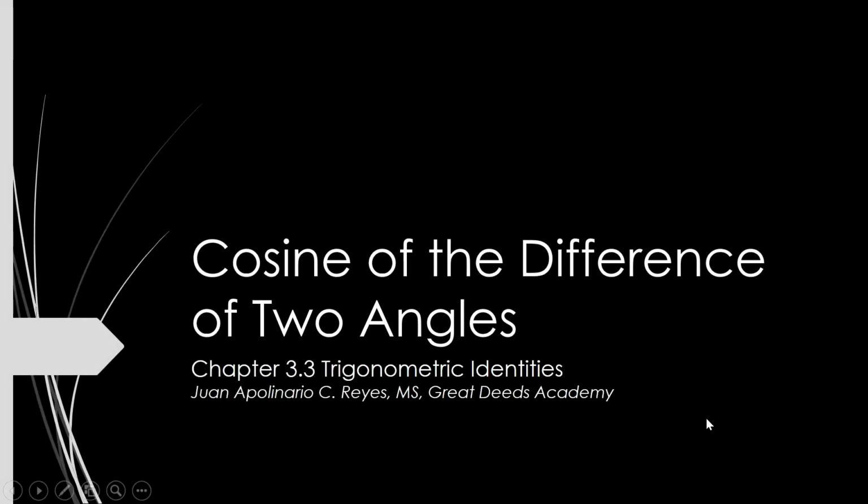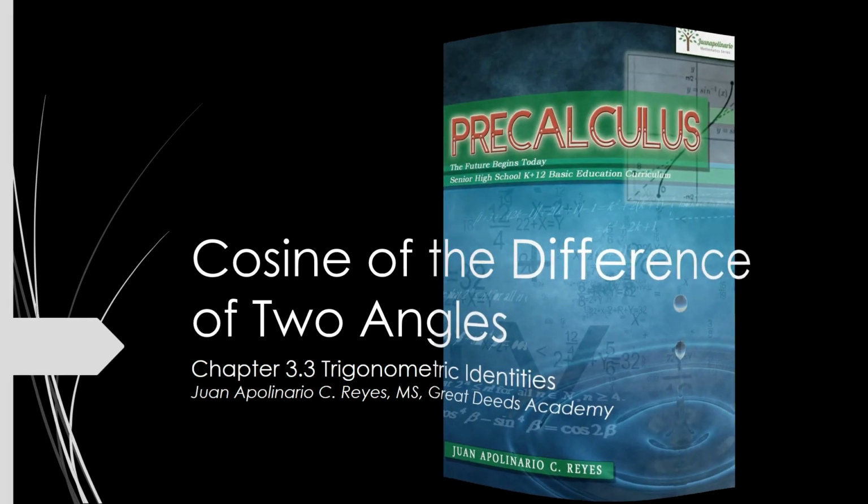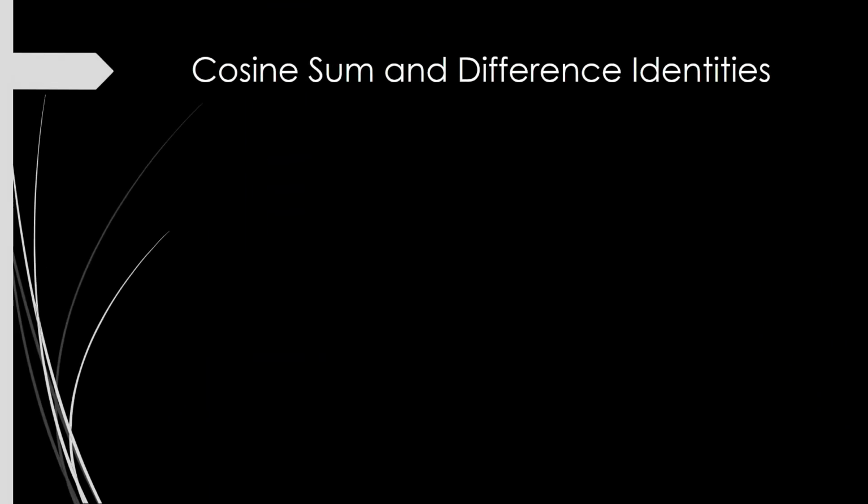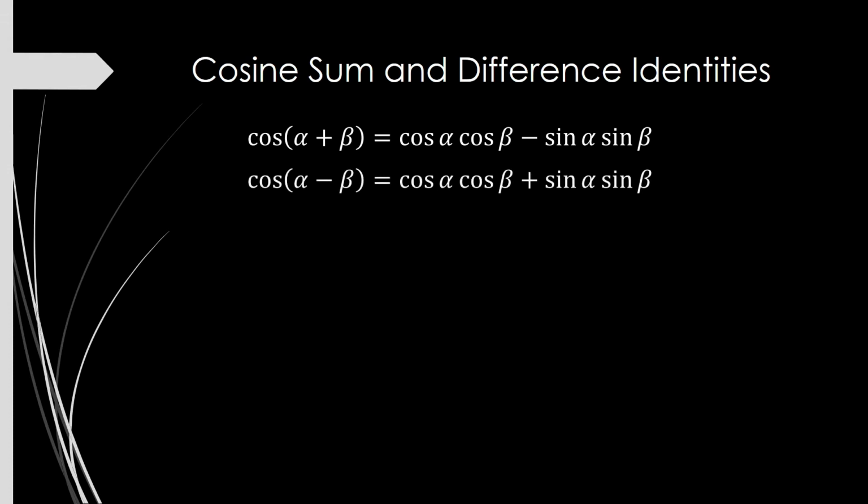Cosine of the difference of two angles. In this video, I will show you how to use the identities for the cosine of the sum and difference of two angles. Last time, I showed you the identities for the cosine of the sum and difference of two angles. And more than that, I presented a proof, quite a lengthy proof that requires a lot of explaining. And so these are the set of identities for the sum and difference of angles for cosine.